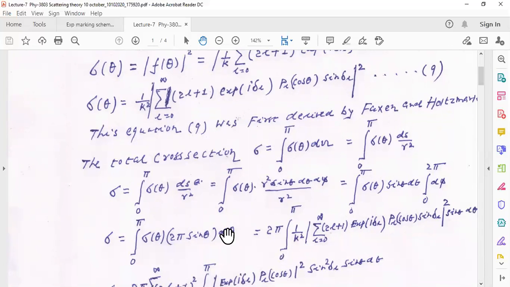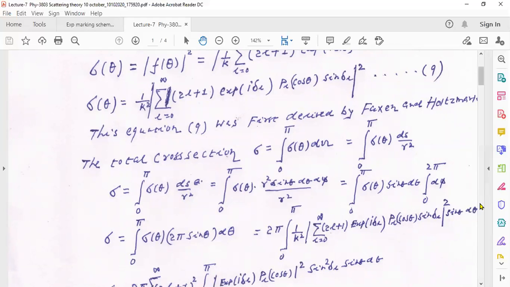So I write down sigma theta, 2 pi sine theta d theta. I'm taking 2 pi outside because it is a constant term. And sigma theta is the scattering cross section. You see this value which we will write down here, from where you can see I wrote this sigma theta as 1 upon k square.